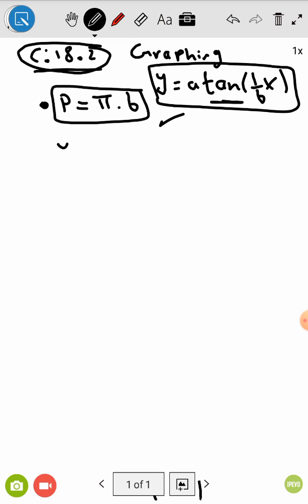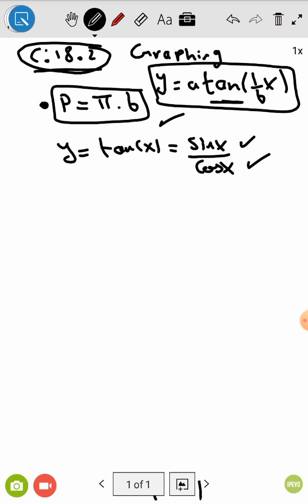Secondly, remember that the tangent is sine over cosine. It is sine x divided by cosine x. Unfortunately, here we have a problem in the denominator. Maybe the cosine is going to be 0.